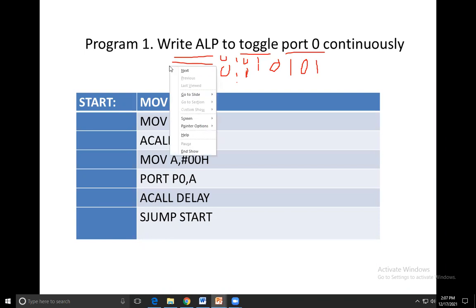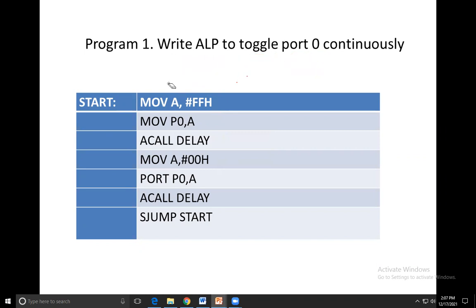So what is the program? First, start: MOV A, #0FFH. Take FFH into A, then MOV P0, A. Okay, move A into P0.